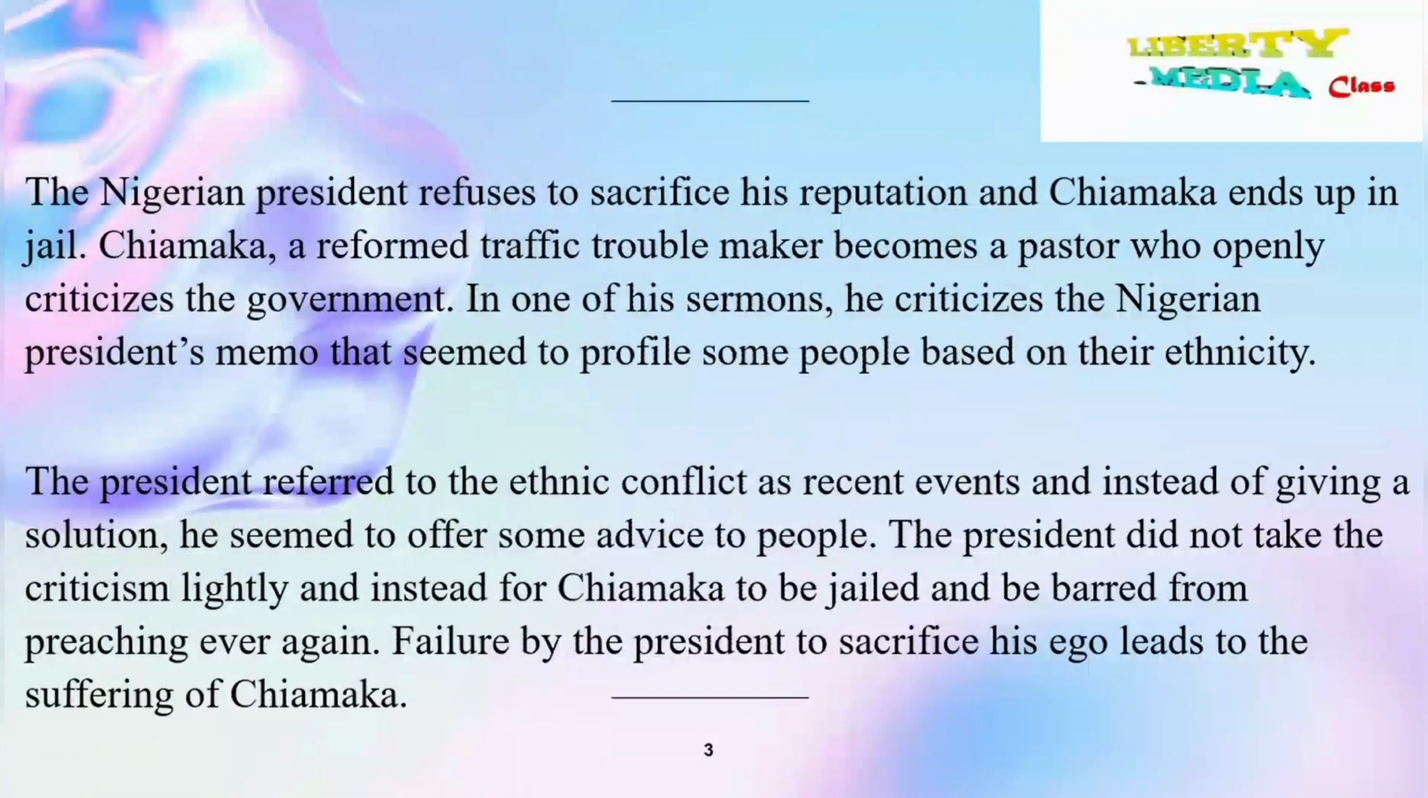The Nigerian president refuses to sacrifice his reputation and Chiamaka ends up in jail. Chiamaka, a reformed traffic troublemaker, becomes a pastor who openly criticizes the government. In one of his sermons, he criticizes the Nigerian president's memo that seemed to profile some people based on their ethnicity. The president referred to the ethnic conflict as recent events, and instead of giving a solution, he seemed to offer some advice to people. The president did not take the criticism lightly and instead ordered for Chiamaka to be jailed and be barred from preaching ever again. Therefore, failure by the president in this case to sacrifice his ego leads to suffering of Chiamaka.